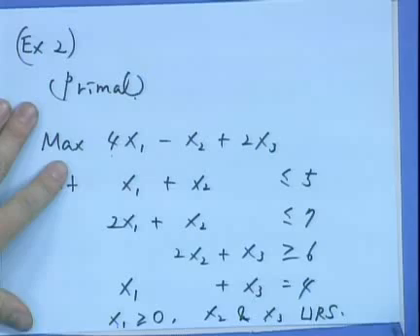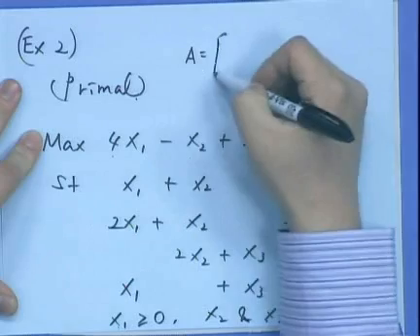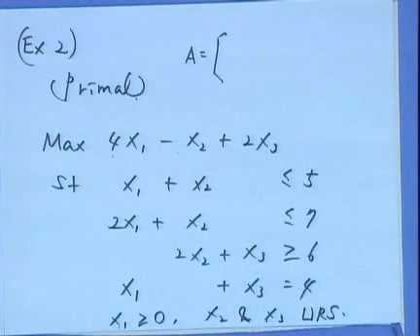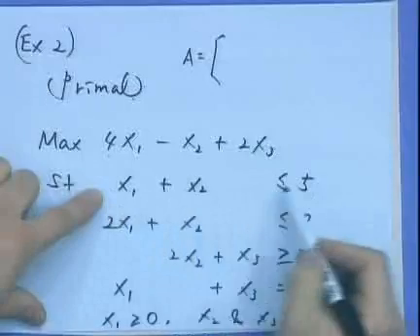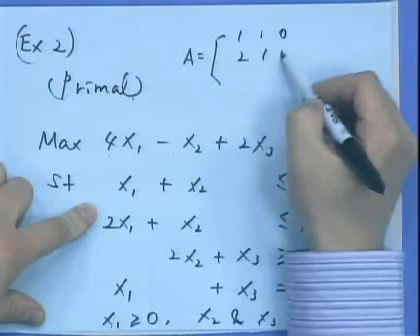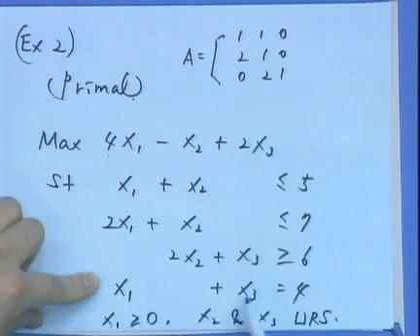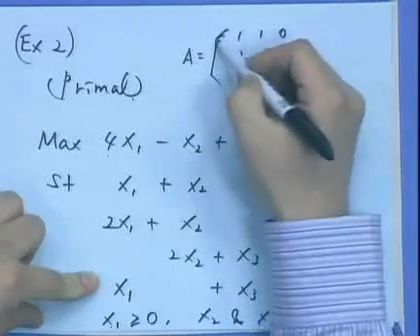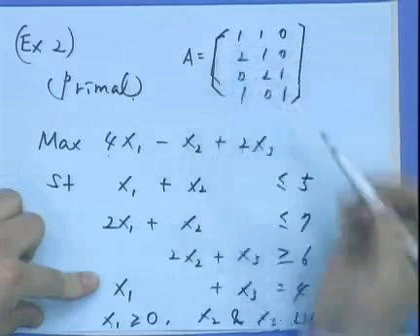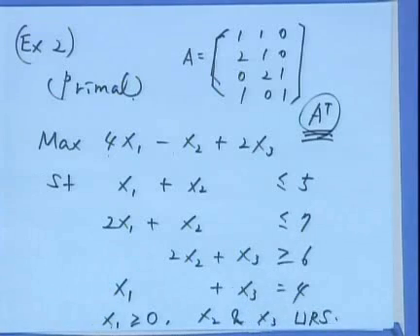And in the primal problem, the A matrix, the constraint coefficients, so the 1, 1, 0, 1, 1, 0, 2, 1, 0, 0, 2, 1, and 1, 0, 1, right? So the A transpose matrix becomes the constraint coefficient matrix in the dual problem. Okay?